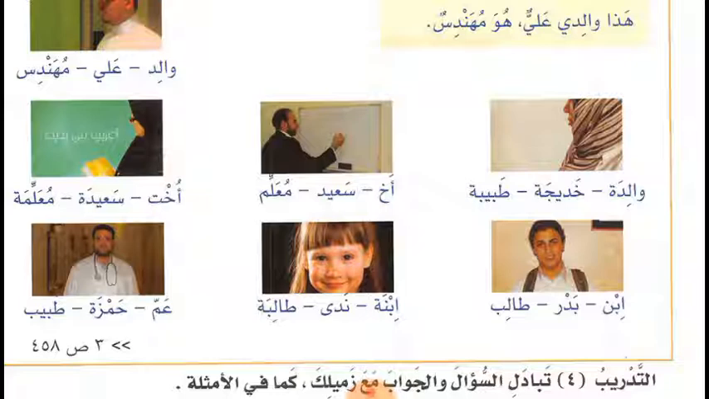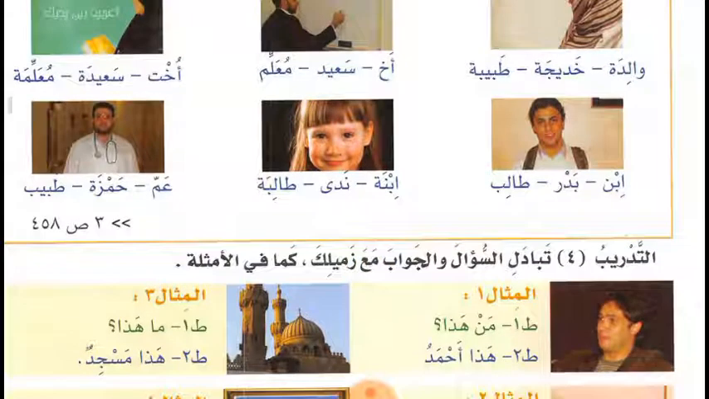هذا ابني بدر، هو طالب. This is my son Badr, he's a student. Okay. هذه ابنتي نادية، هي طالبة. This is my daughter Nadia, she's a student. هذا عمي، هو الطبيب. This is my uncle, he is a doctor.